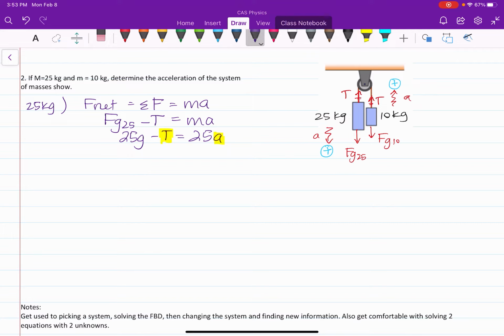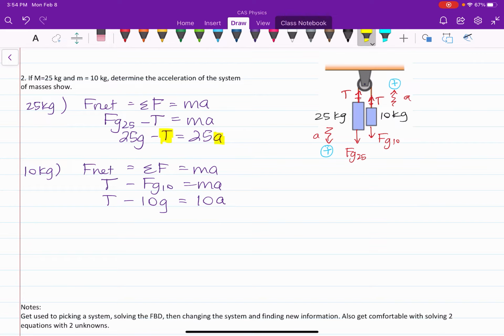So let's look at the 10-kilogram free body diagram, set up my F net statement. Okay, so now it's the same idea, but look, the sign convention is different. So it's T minus Fg on the 10 equals ma. So T minus 10g equals 10a.